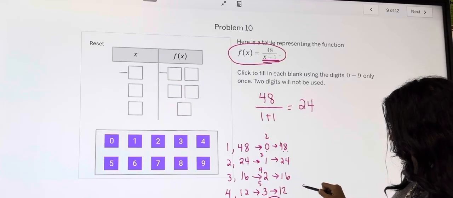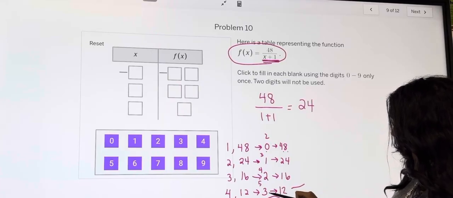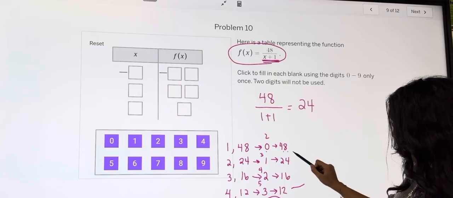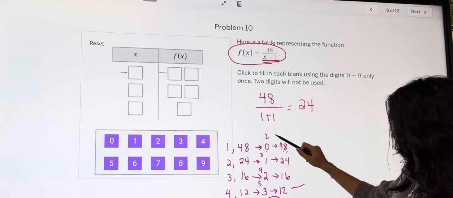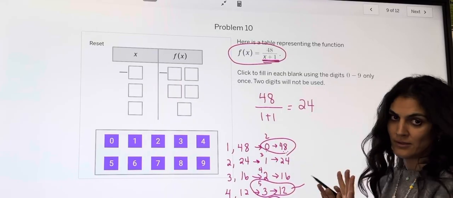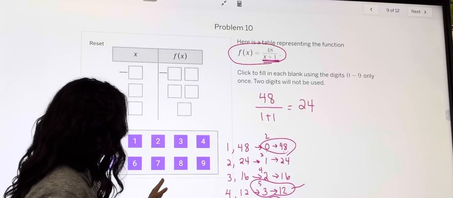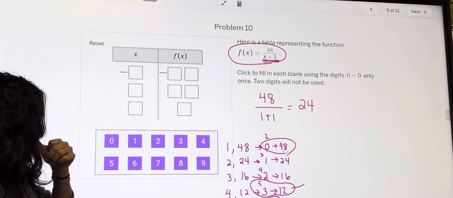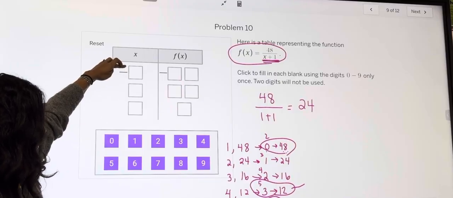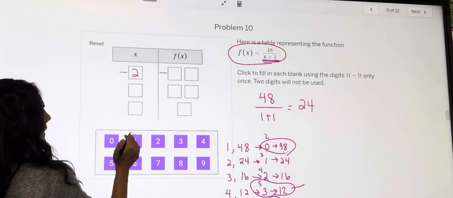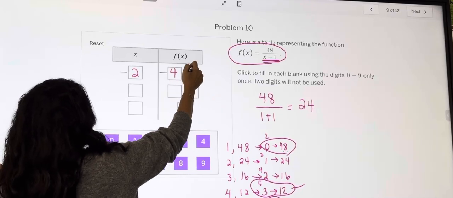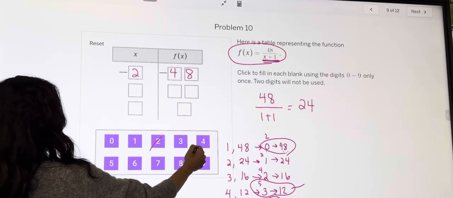3 and 12 would use 1, 2, and 3. Oh no, I would need a 2. Oh my gosh, you guys, I think we found it. Watch. If I were to plug in up here a -2, so -2 plus 1 would be -1, and I would get -48. So that wipes out 2, 4, and 8.